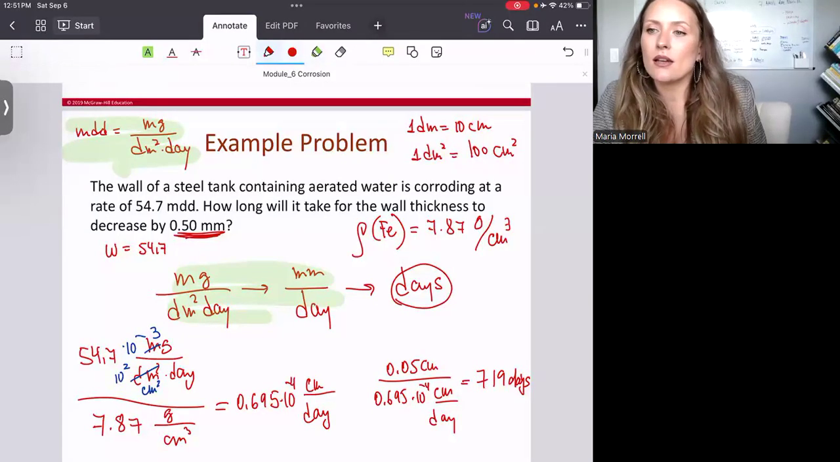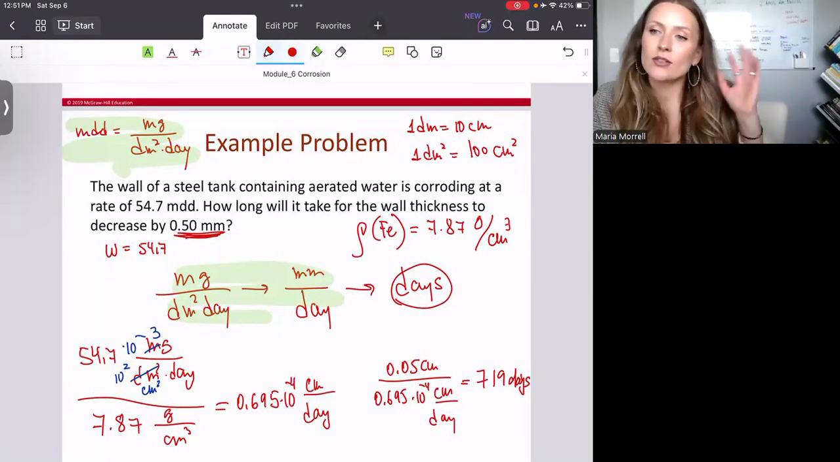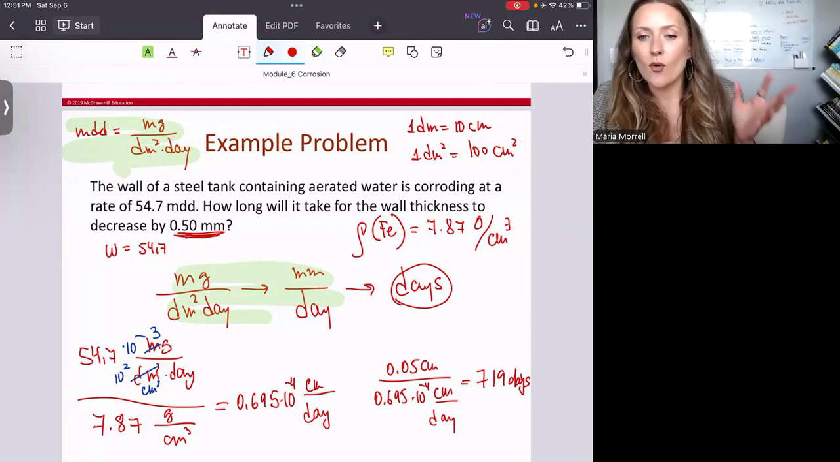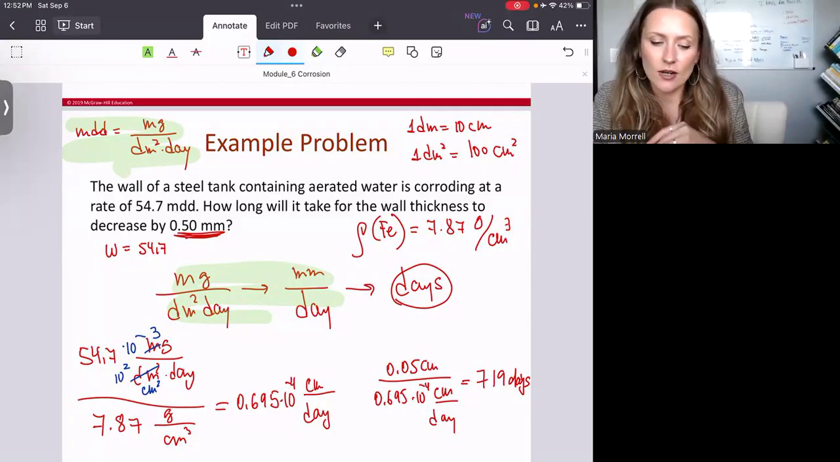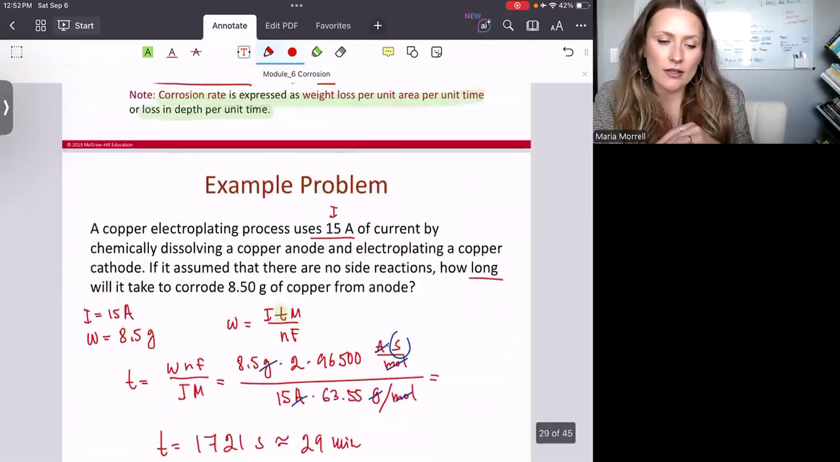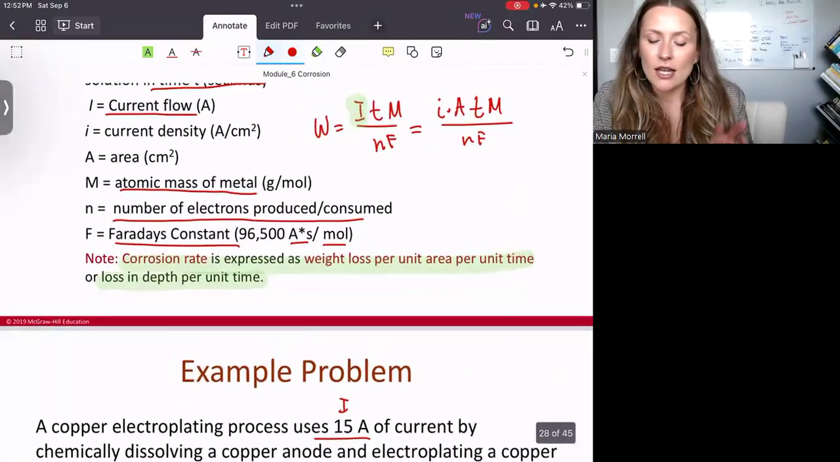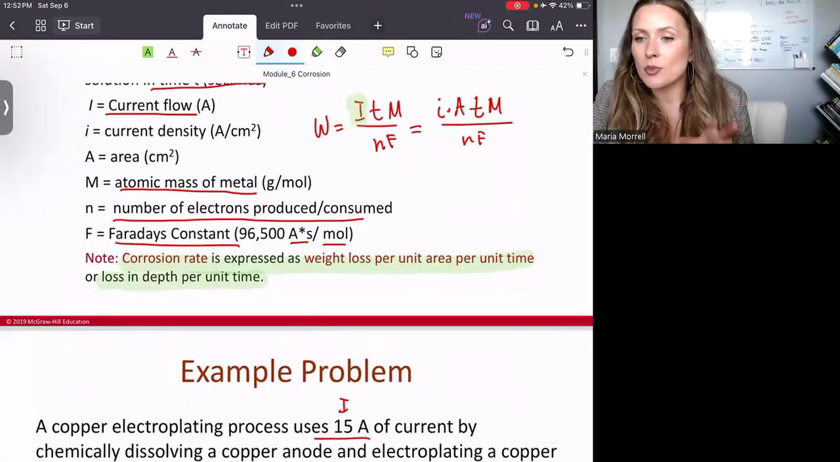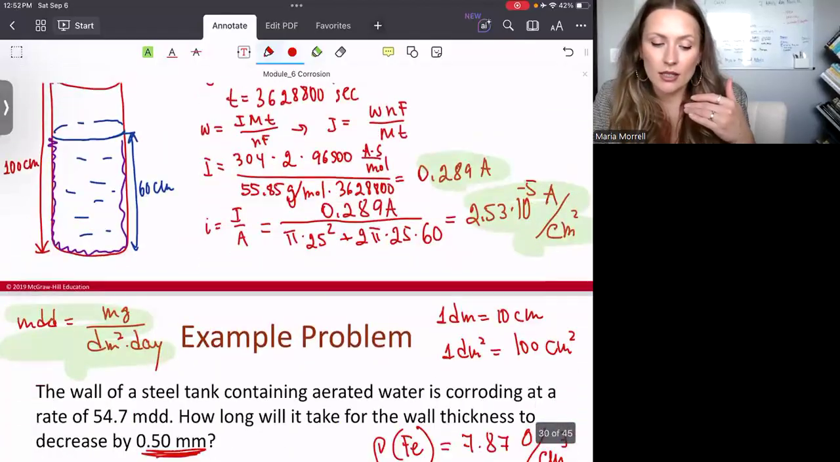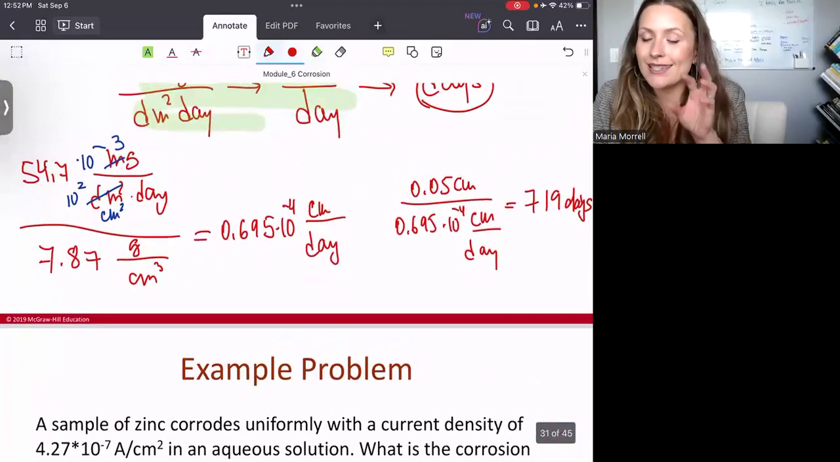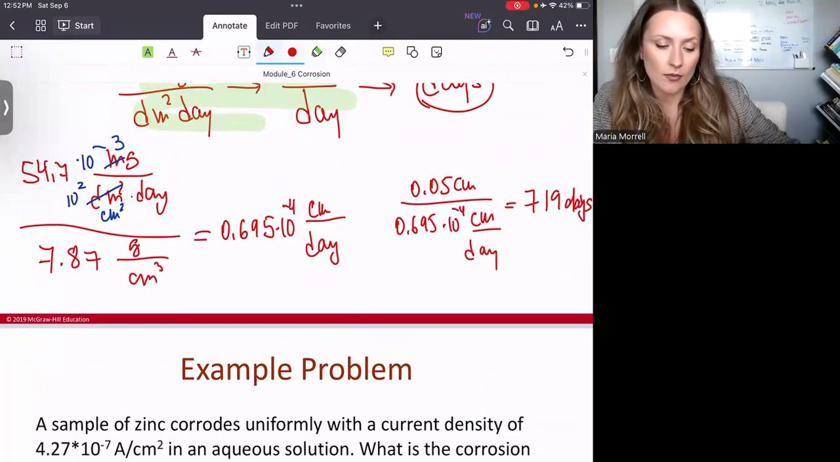So as you've noticed, some of these problems require either a little knowledge of geometry, or you have to get very comfortable with the units to be able to make these transitions. But as you saw earlier on the slide at the very bottom, it says that the corrosion rate is expressed as weight loss per unit area per unit time. That was the problem where we had the MDD, milligrams per decimeter squared per day, or a loss in depth per unit time. An example of such would be right here when we had centimeters per day.